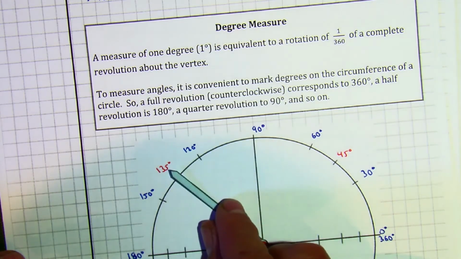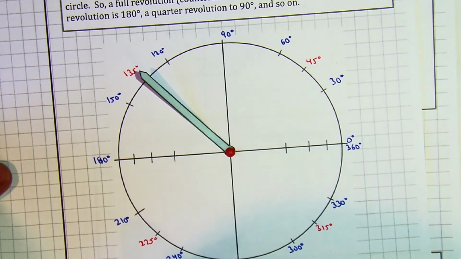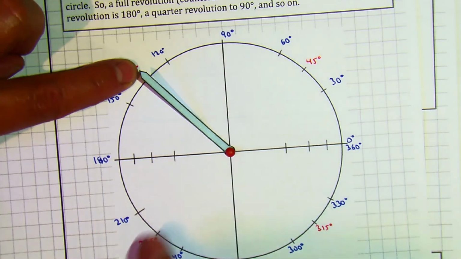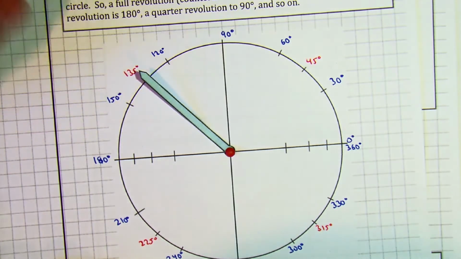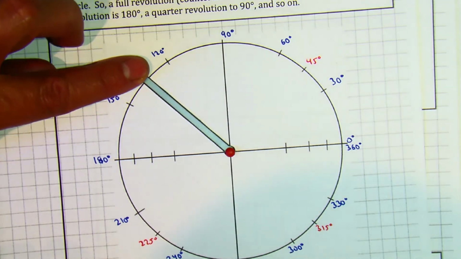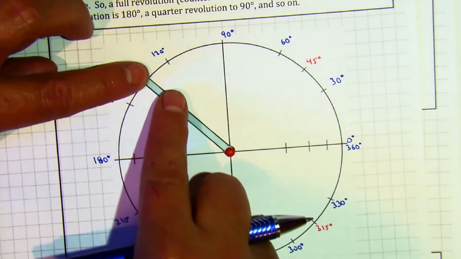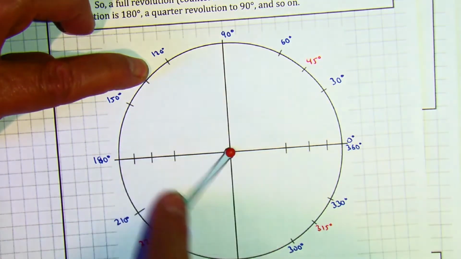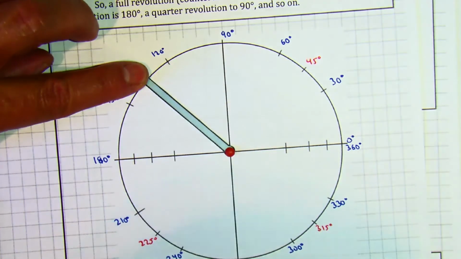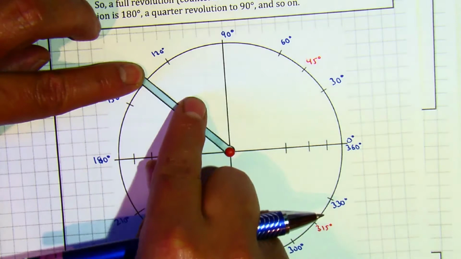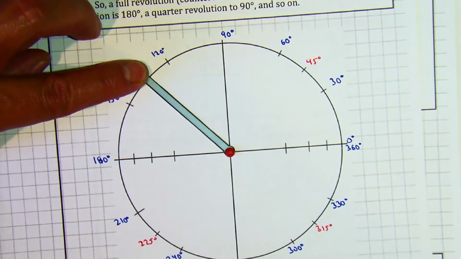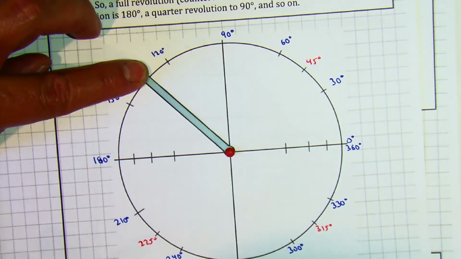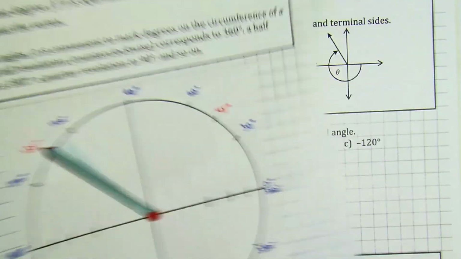So coterminal angles, if I have 135, I need to find another angle that lands on the same location. The measurement will be different, but the location will be exactly the same. So if this is 135, to land on the same location, I need to go all the way around, and those two angles are exactly the same. And I can go again all the way around, and you'll have a different measurement, but the angles will be exactly the same. Those are coterminal angles.